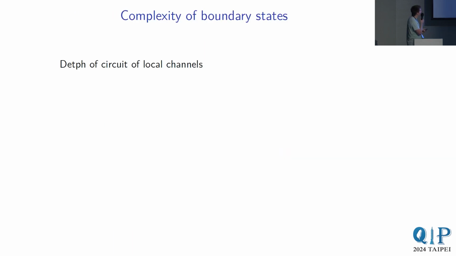Okay, so now that we understood these boundary states, we can also ask the question how complex these boundary states are. And by complexity, what I mean is we try to understand how deep a circuit of local channels you have to apply in order to construct it from the trivial tensor product state.